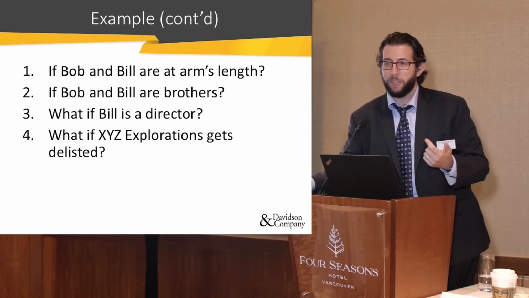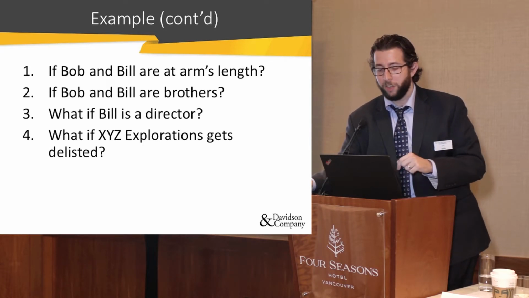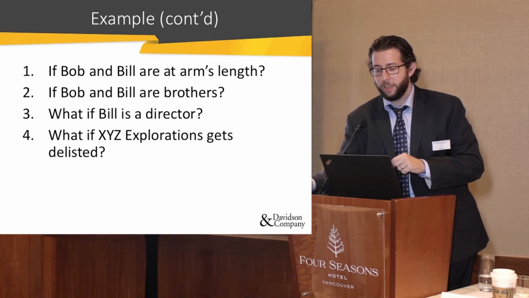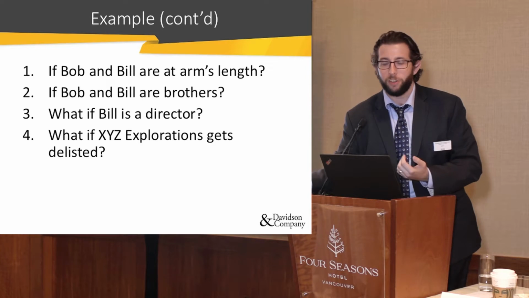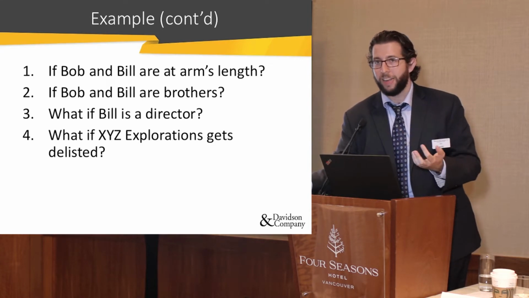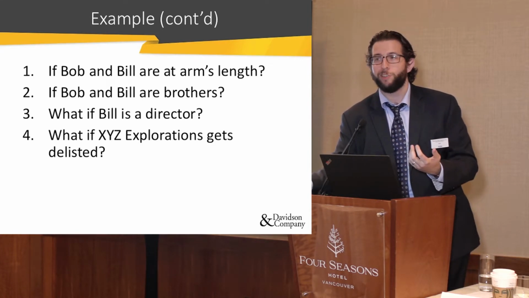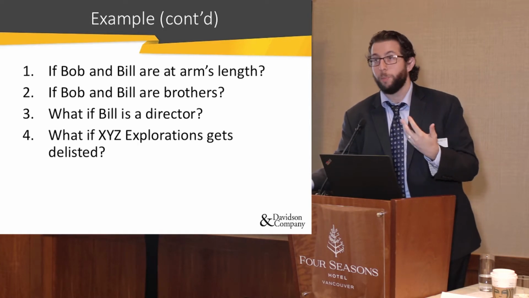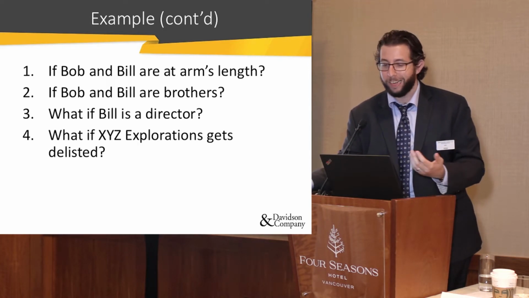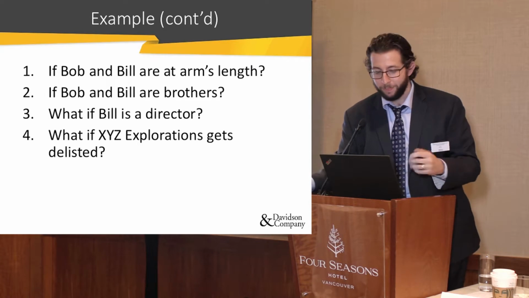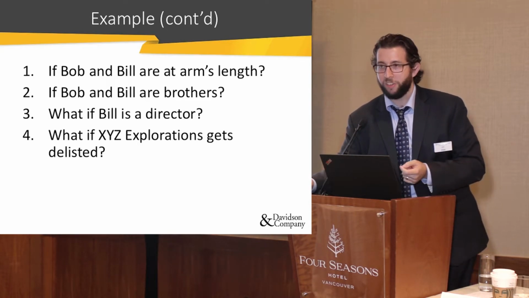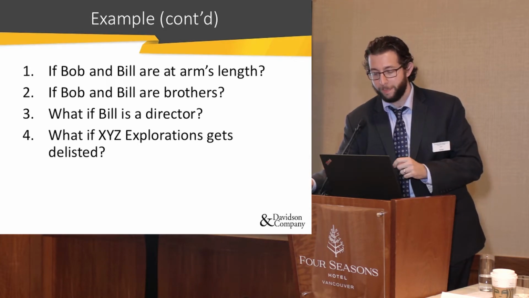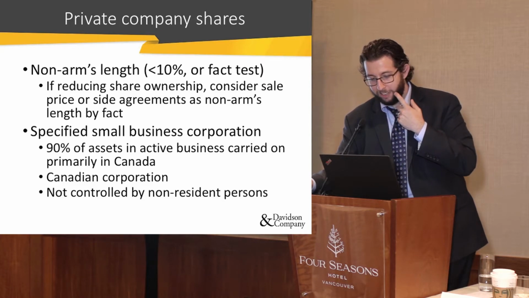Third example, what if Bill is in fact a director of the company? The question there is a matter of fact. How much influence would Bill have as a director? Could he still be considered to be dealing at arm's length from the company? And the answer is, like most things in tax, it depends. And then the last one here is, what if XYZ Explorations gets delisted? So it's no longer a public company, but a private company. So let's talk about that in a little bit more detail.